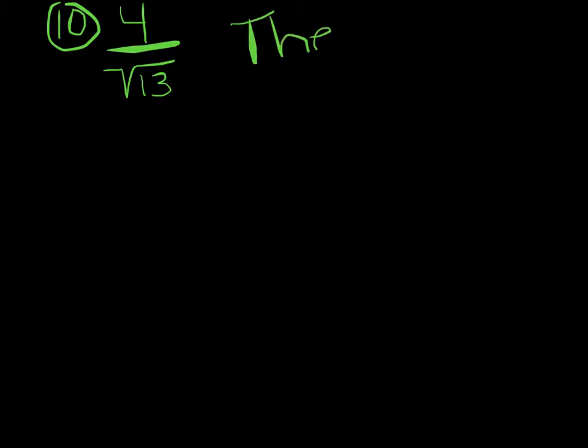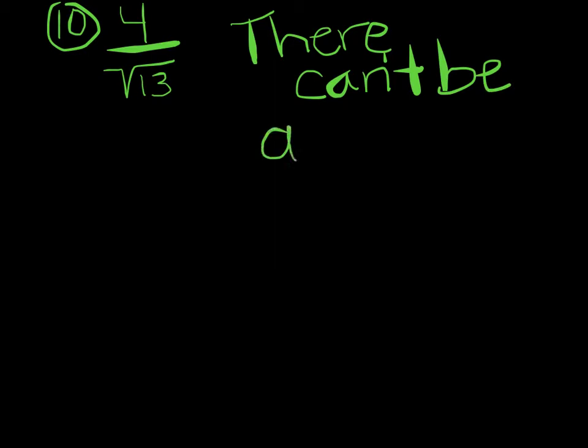Okay, let's look at number 10. I've got 4 divided by the square root of 13. Well, I can't simplify the square root of 13, and I really should have told you yesterday that an expression is not considered simplified if there's a radical in the denominator. So there cannot be a radical in the denominator. You might want to make a note of that. There can't be a radical in the denominator.